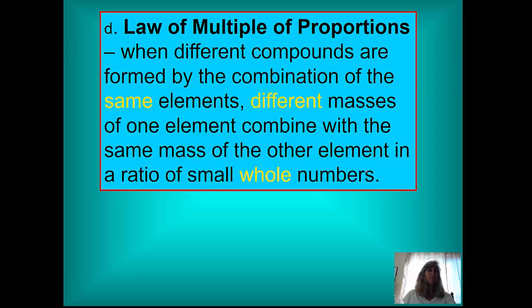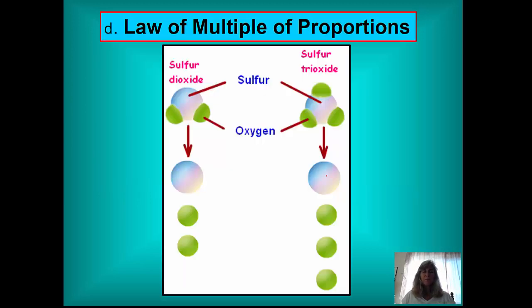Okay, a little twist on this. What about the law of multiple proportions? When you have different compounds that are formed by a combination of the same elements, then you might have different masses of one element combined with the same mass of the other element in a ratio of small whole numbers. Again, what does this mean? Let me show you a picture.